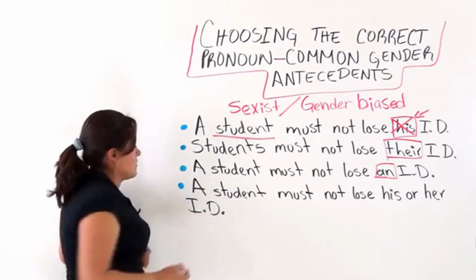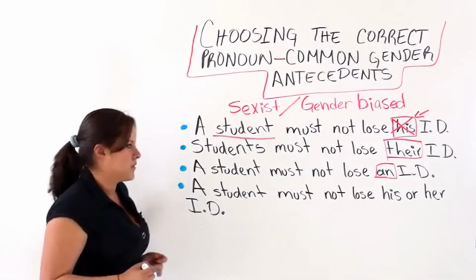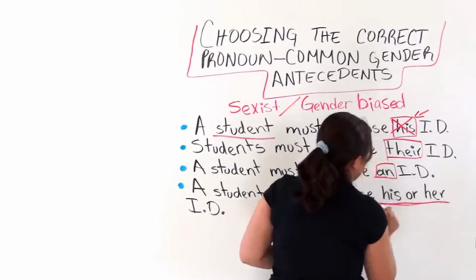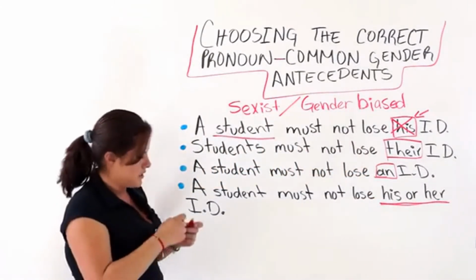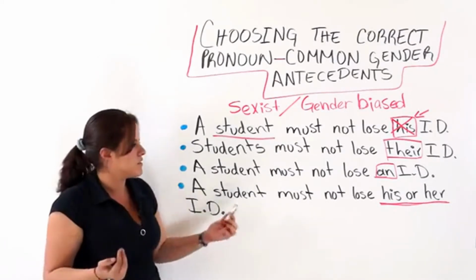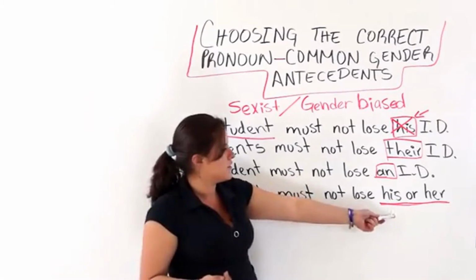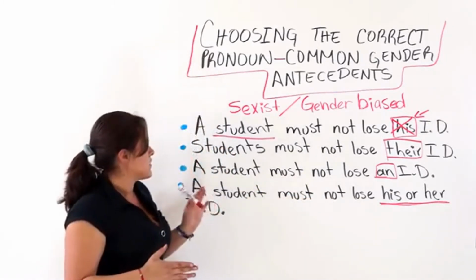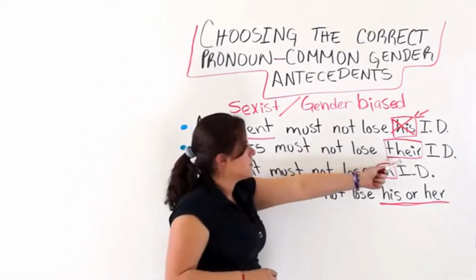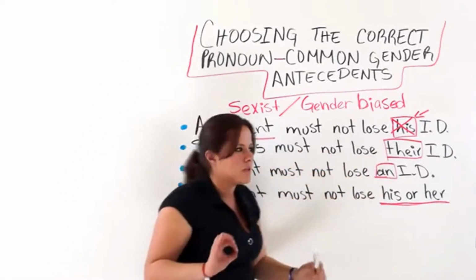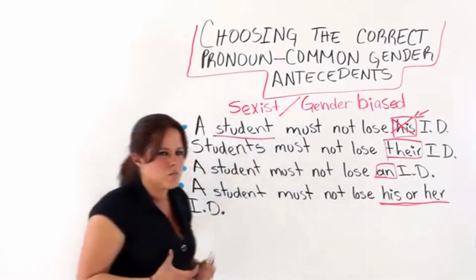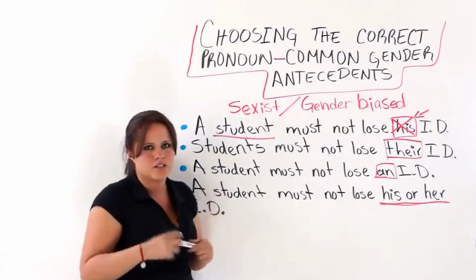And the last one says, a student must not lose his or her ID. Some people do that as well, but it becomes clumsy and it has a lot of words. So you should avoid this kind of correction. I would recommend you to just simply pluralize the pronoun. That would be the best way. Or use an article. But this way is clumsy. It looks kind of grotesque.